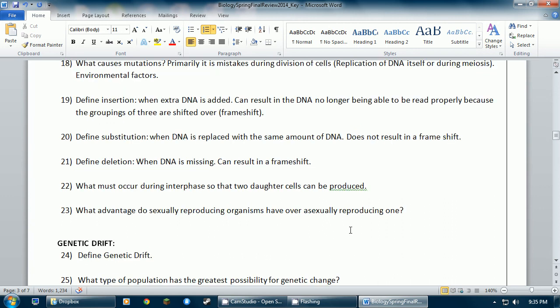What must occur during interphase so that the daughter cells can be produced? A lot of things, obviously. There's a huge amount of stuff that we can say here, but it says interphase. And so interphase is specifically when the DNA is actually replicated. And this is a very common mistake. People think it's going to occur during meiosis or mitosis, but that is simply when the nuclei reproduce.